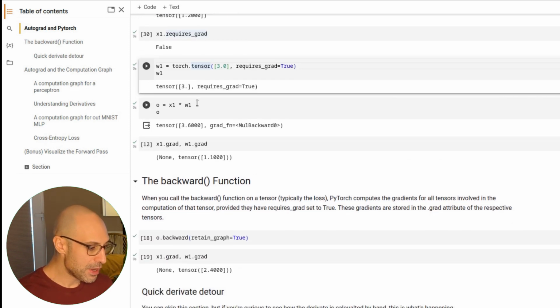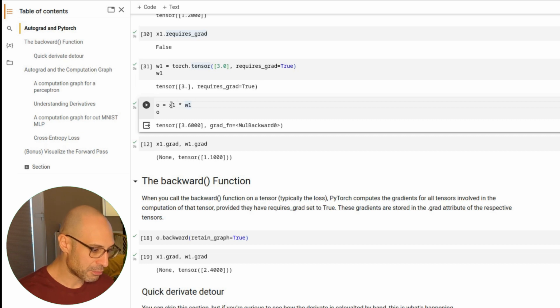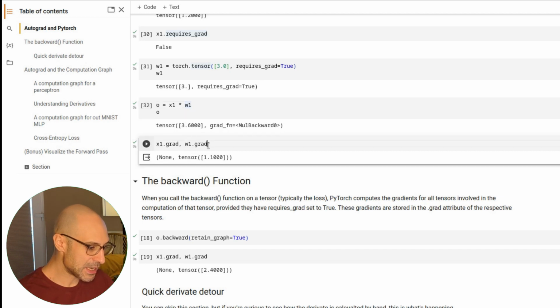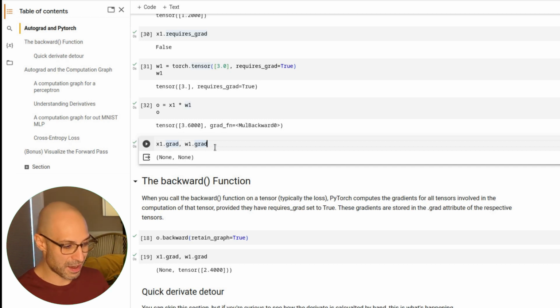Now, if we perform an operation x1 times w1, and we store that operation in the output variable, obviously the output is 3.6, we can take a look at the grad property of both x1 and w1. These are set to none because obviously we haven't done the derivatives and we haven't calculated the gradients yet.